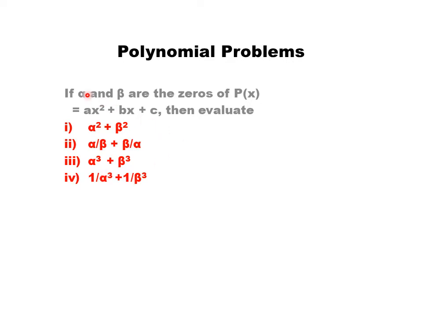So given that alpha and beta are the zeros of the polynomial, we have to find the values of alpha square plus beta square, alpha by beta plus beta by alpha, alpha cube plus beta cube, 1 by alpha cube plus 1 by beta cube. We will find one by one.